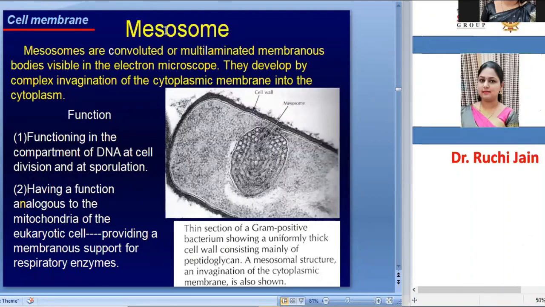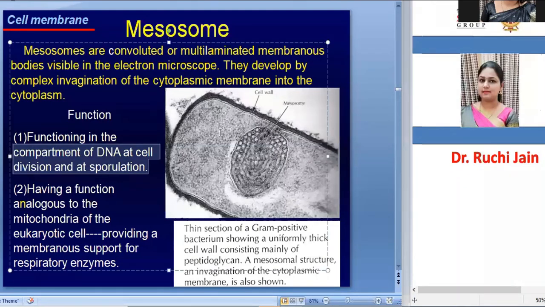Mesosomes. Mesosomes are the extra convoluted part of a cell membrane. If there are extra projections of the cell membrane inside the cytoplasm, then we can call them mesosomes. So mesosomes are the extra convoluted part or extra projection inside the bacteria. Mesosomes are convoluted and multilaminated membrane bodies visible in the electron microscope.